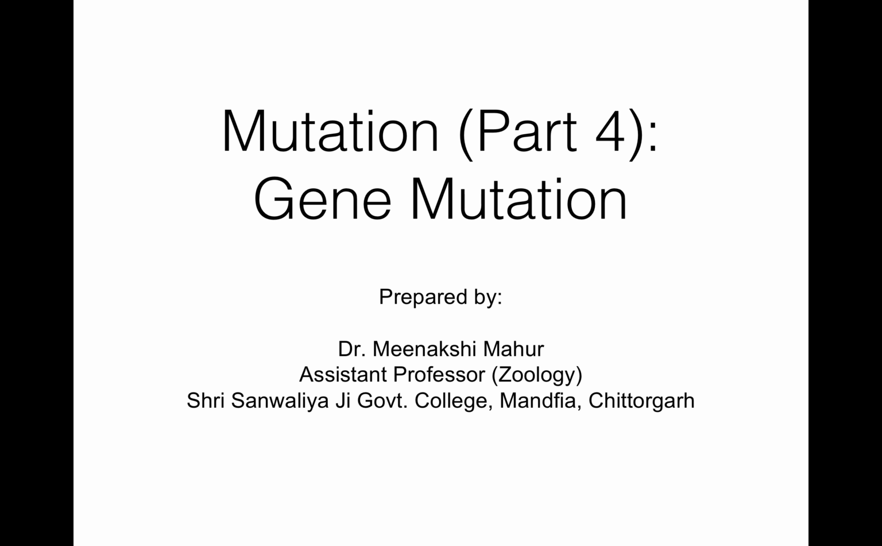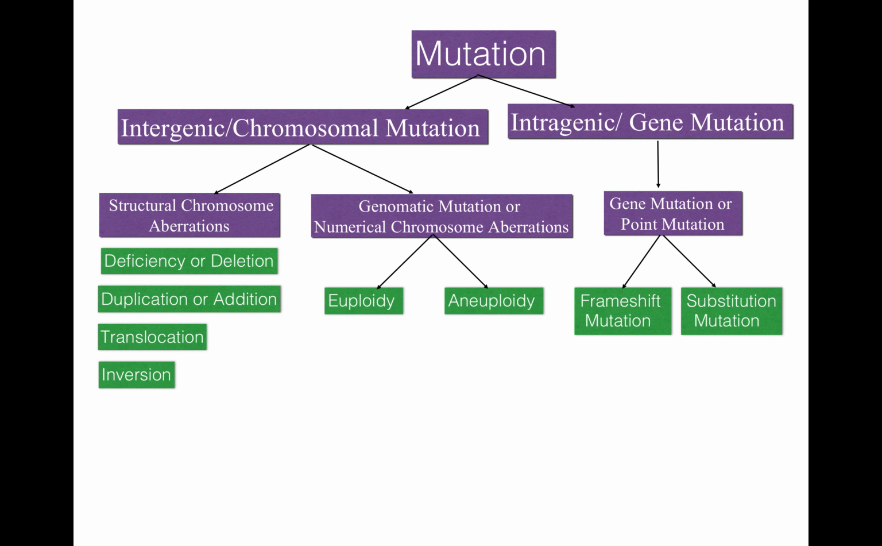Today my topic is gene mutation. It is mutation part 4. I have already discussed chromosomal mutation, in which I discussed structural chromosome aberrations and numerical chromosome aberrations. I explained in structural chromosome aberrations, deficiency, duplication, translocation, and inversion. And in genomic mutation, I explained euploidy and aneuploidy. Now today I will explain gene mutation, or we can say point mutation.